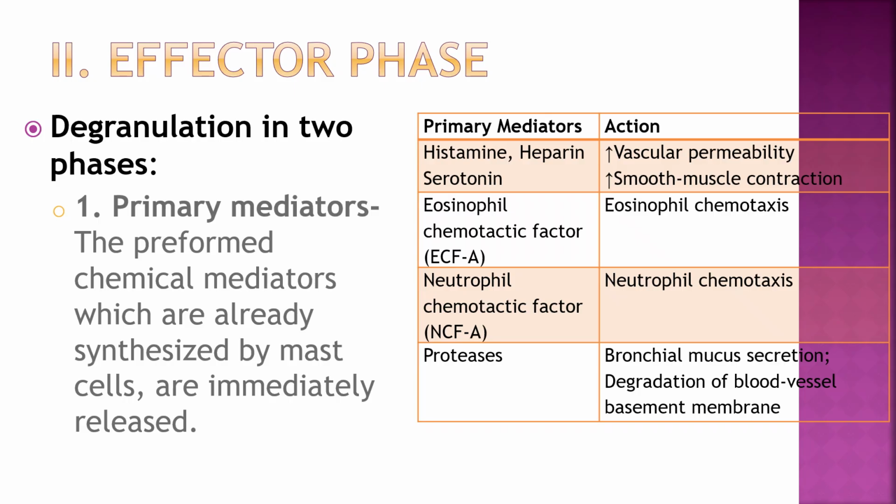Effector phase: degranulation occurs in two phases. First, primary mediators, the preformed chemical mediators already synthesized by mast cells, are immediately released. Examples are histamine, heparin, serotonin, which increase vascular permeability and smooth muscle contraction. Eosinophil chemotactic factor causes eosinophil chemotaxis, neutrophil chemotactic factor causes neutrophil chemotaxis, and proteases cause bronchial mucus secretion and degradation of blood vessel basement membrane.